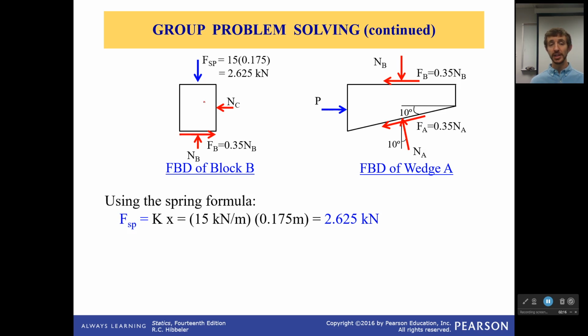Now we can calculate the spring force using our spring formula. We know what the stiffness constant is, and we know how much it's compressed. So it comes out to be 2.625 kilonewtons. That instantly lets us solve for NB, which will let us solve for FB, which will let us solve for NC if we really wanted to calculate it. Do we even need to calculate NC? We can.